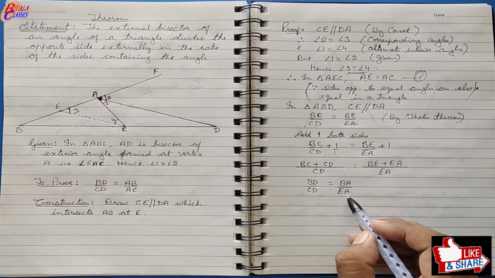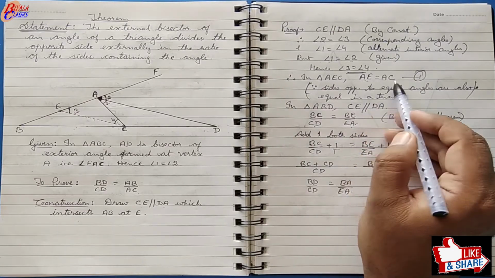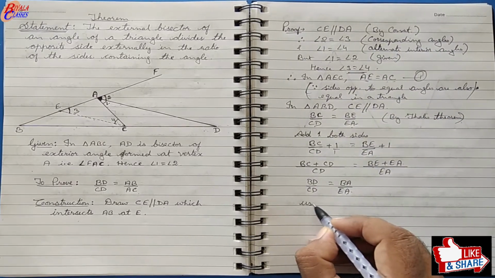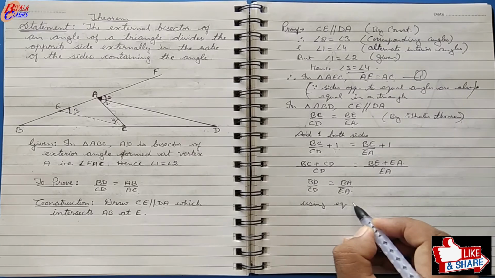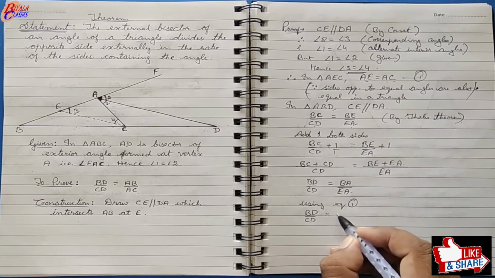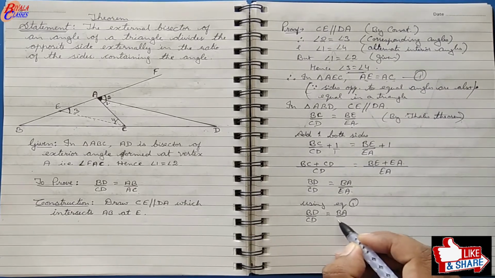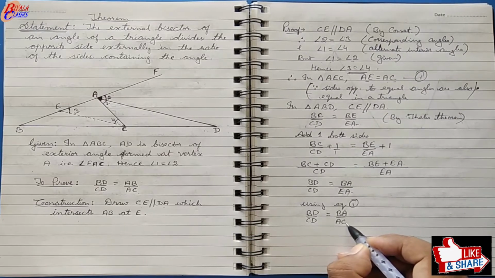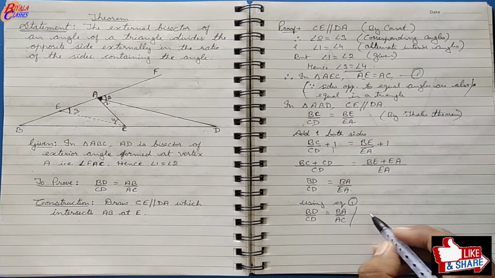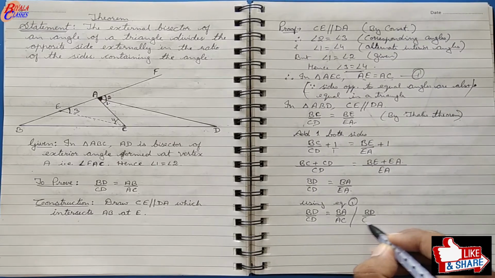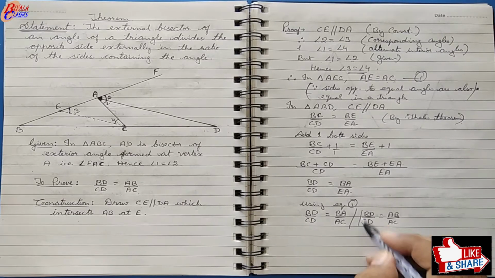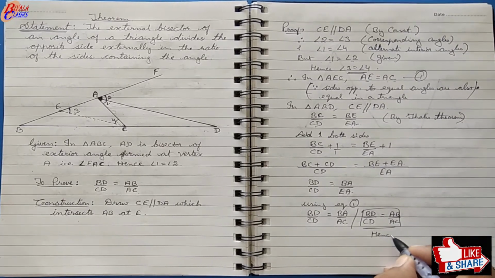Now this EA, we already have in equation 1, that AE is equal to AC. So using equation 1, we have BD upon CD is equal to BA upon AC, or instead of BA you can write AB. So you have BD upon CD is equal to AB upon AC. Hence it is proved.